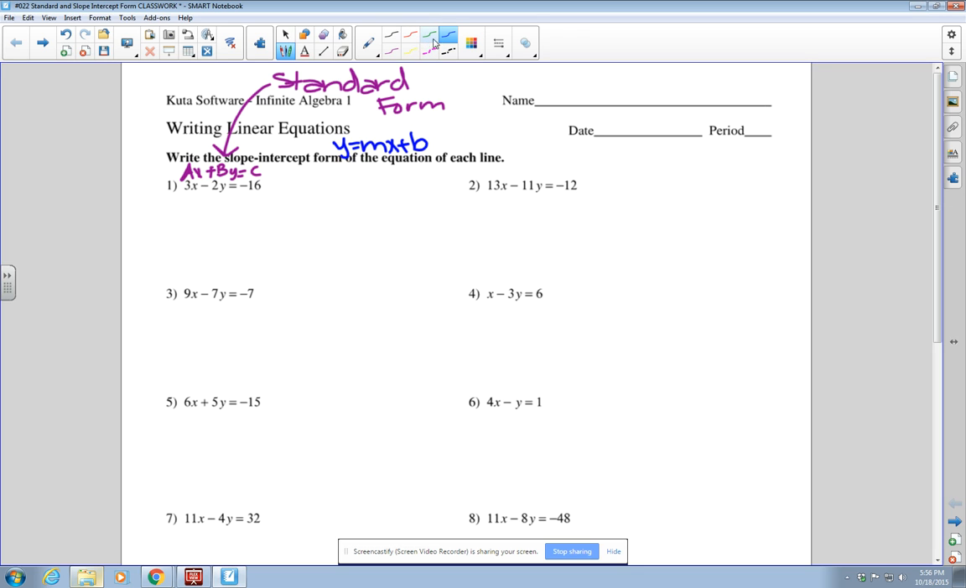Now, in order to do the following, we need to remember that we're going to isolate the y variable. Okay? So we're going to leave y by itself. Everything else has to go on the other side of the equal sign. So for example, we need to get rid of that 3x. So we're going to subtract 3x.